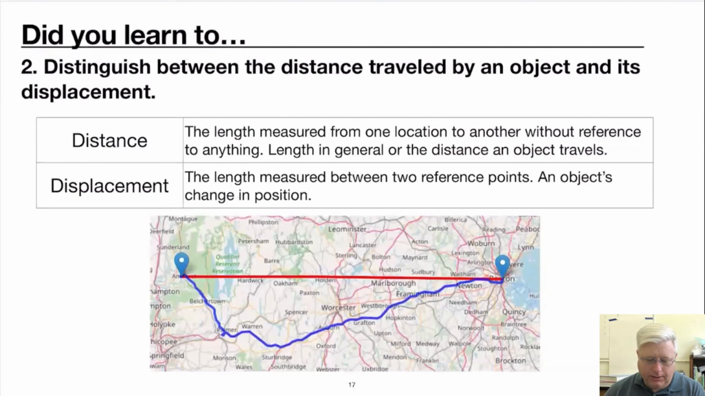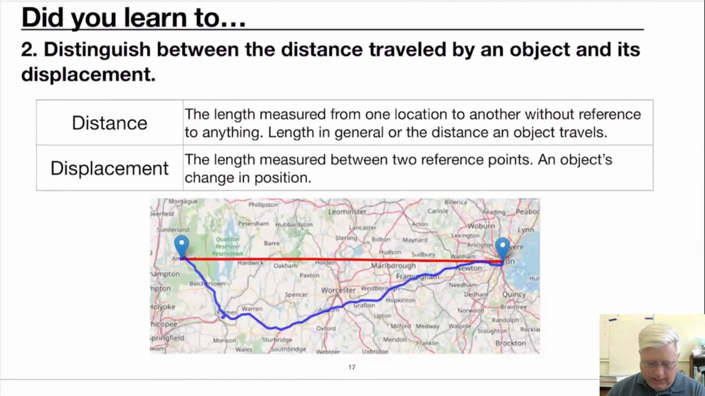Then we learned to distinguish between the distance traveled and the displacement. So we said even if you drive your car 94.2 miles along the Mass Pike to get to Boston, you really only displaced yourself in your car by 74 miles. So a little odd, but it'll take some time getting used to that idea.